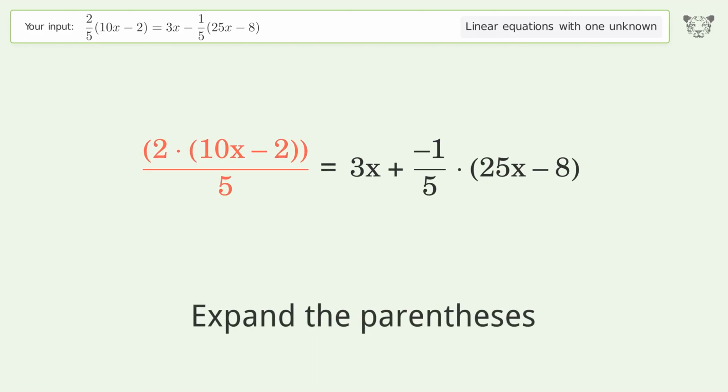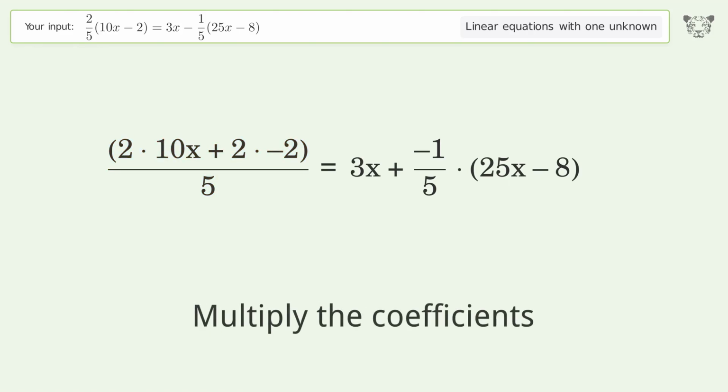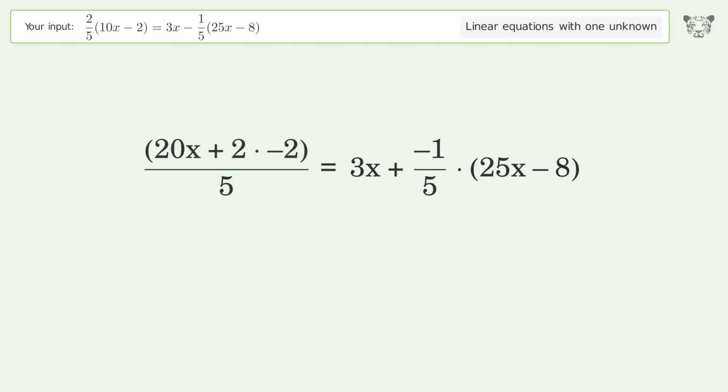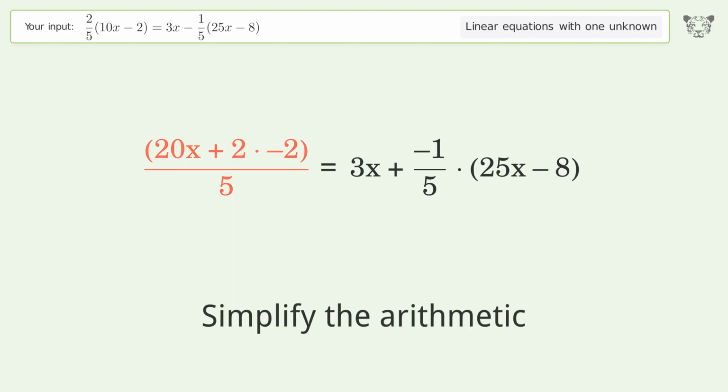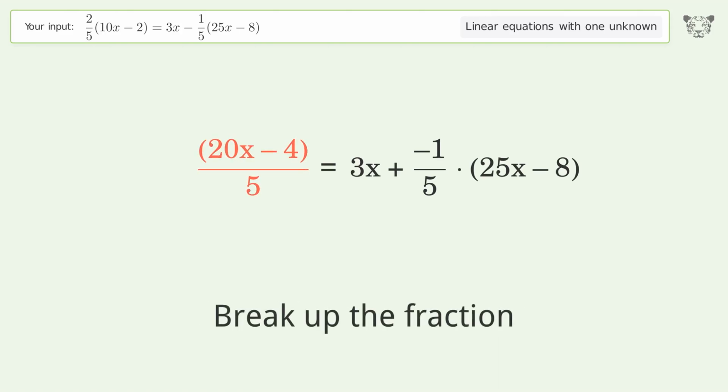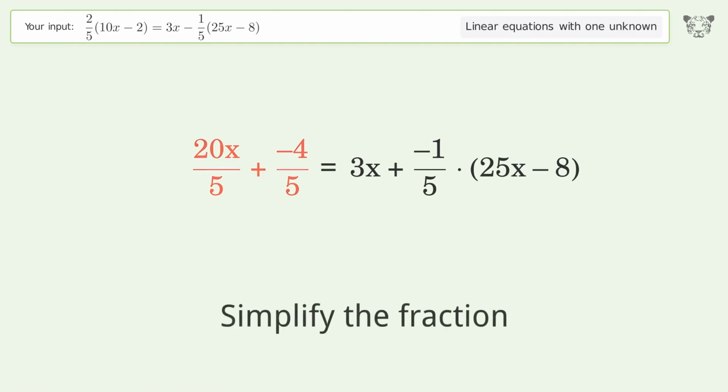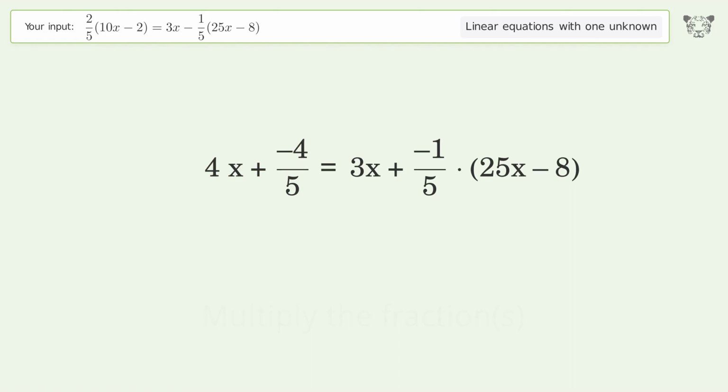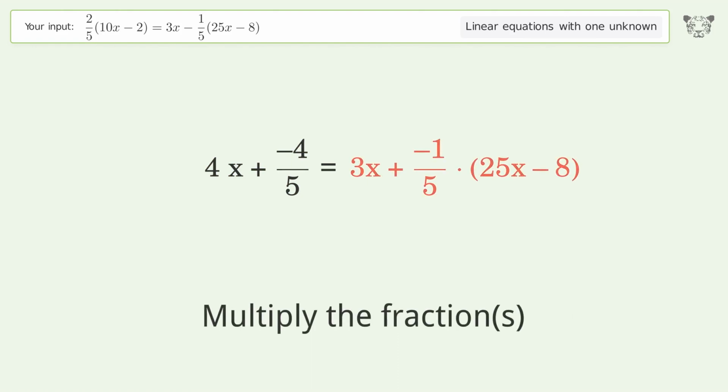Expand the parentheses. Multiply the coefficients. Simplify the arithmetic. Break up the fraction. Simplify the fraction. Multiply the fractions.